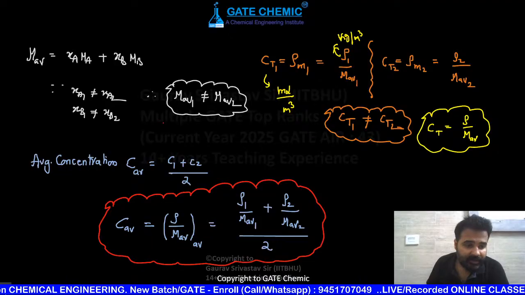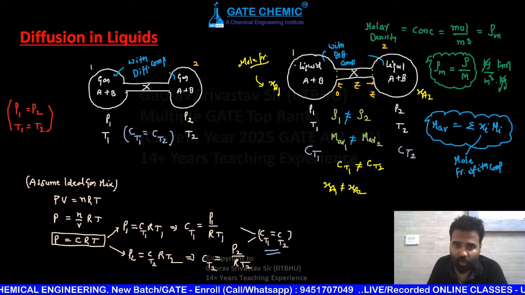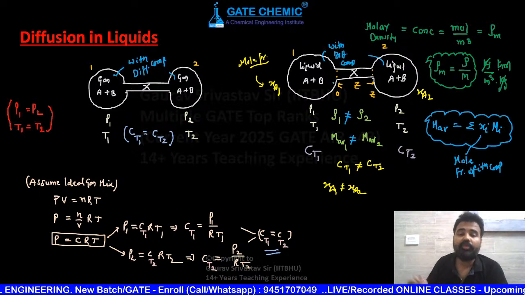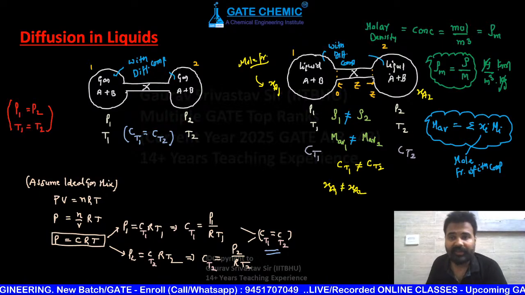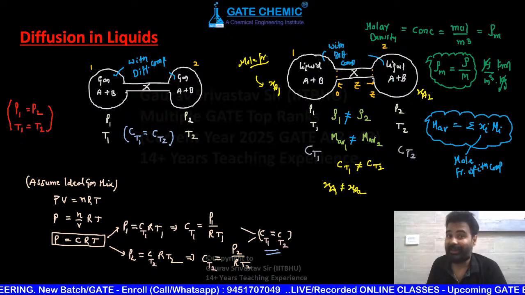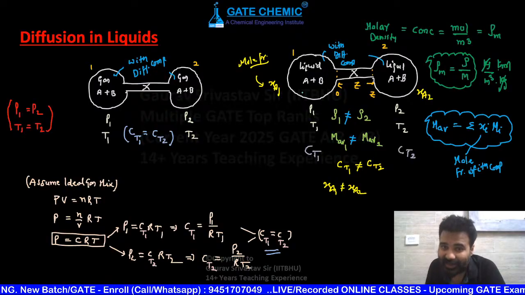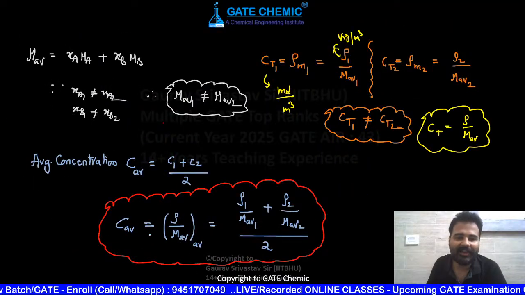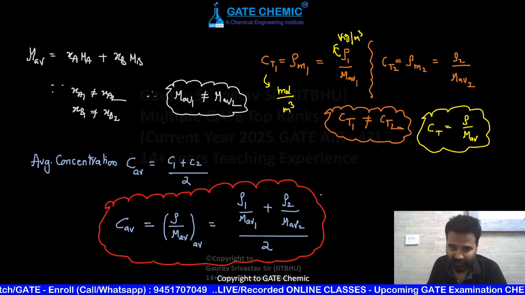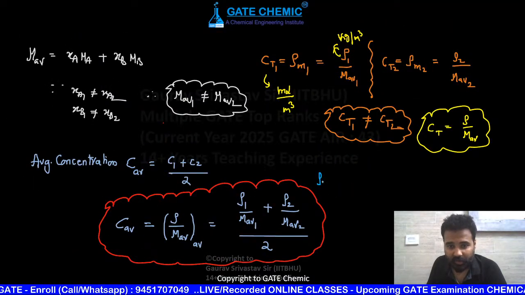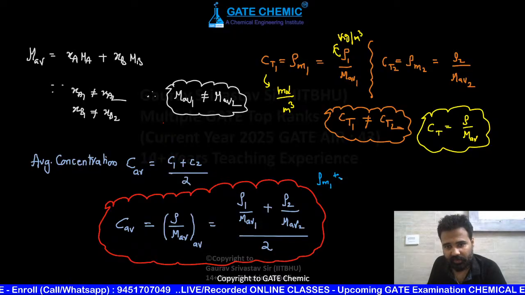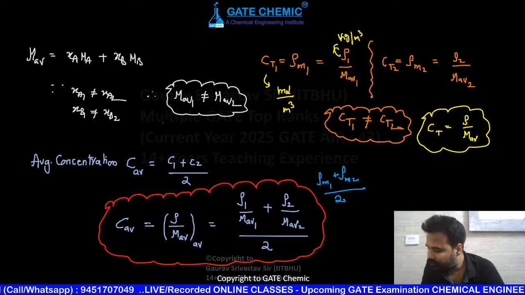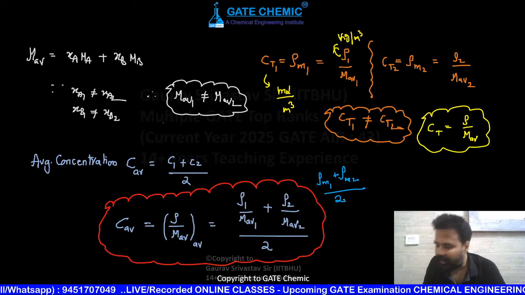So how to write it? First you have to check the mass density of this chamber and the mass density of this chamber. Then you have to divide by the average molecular weight of that respective chamber. But maybe in the examination they are directly going to give you the molar density. No need to worry. If the molar density is directly given, then what is the formula? Rho molar density of chamber 1 plus rho molar density of chamber 2, divided by 2. Very easy, na? Very easy.